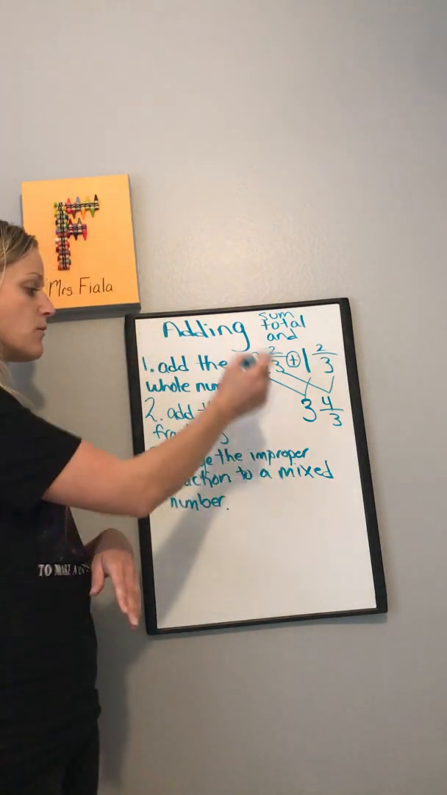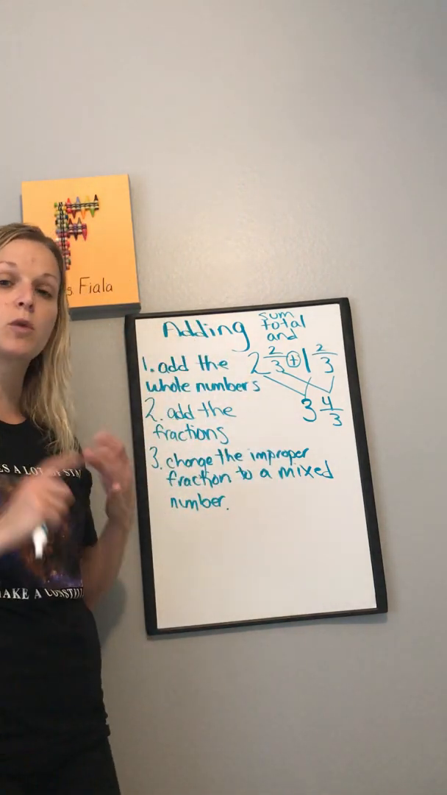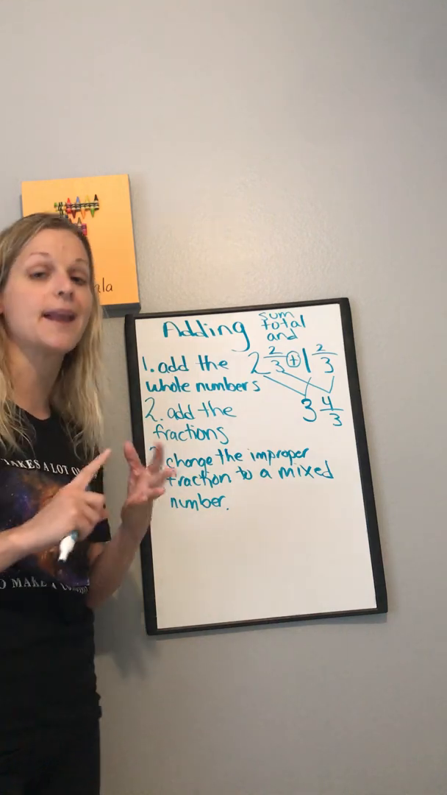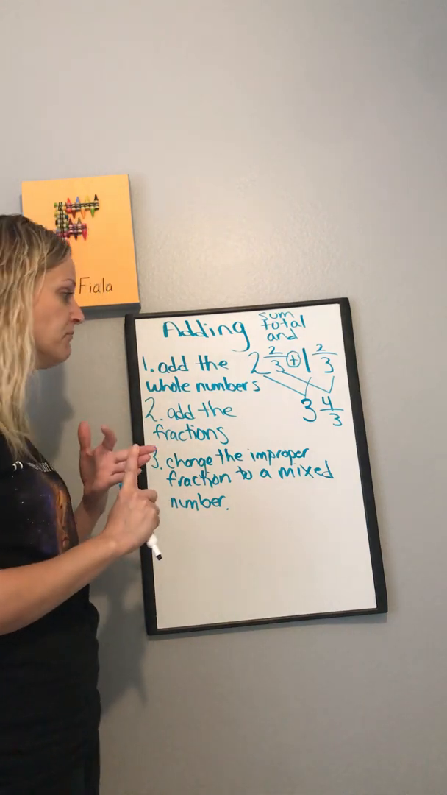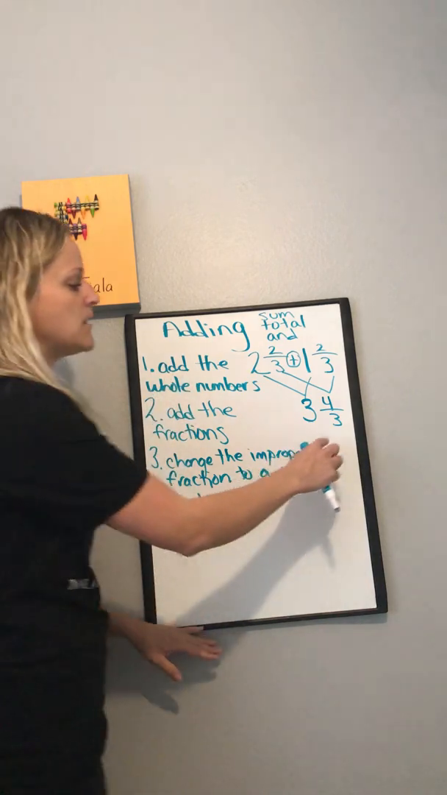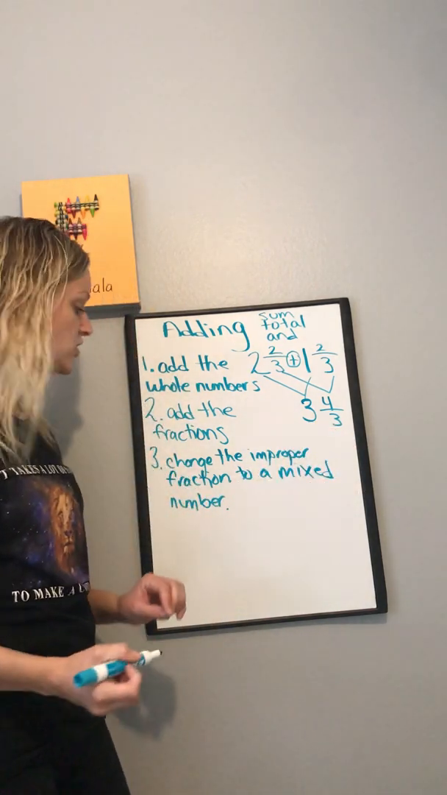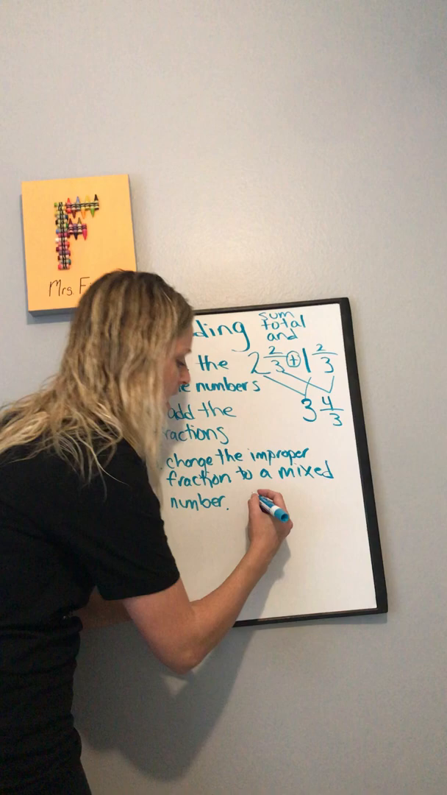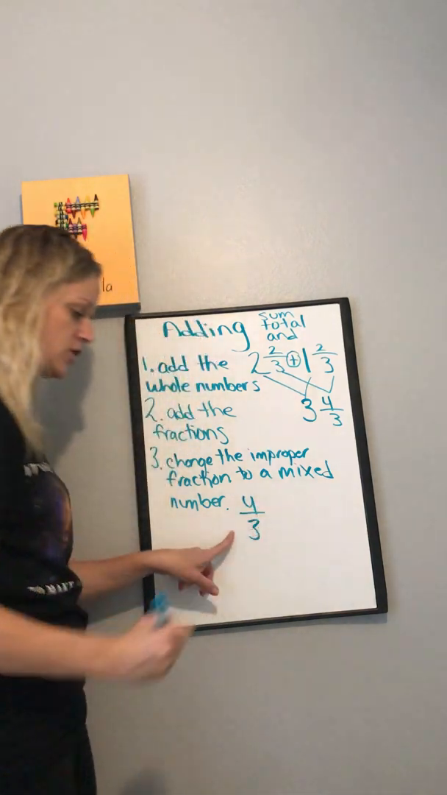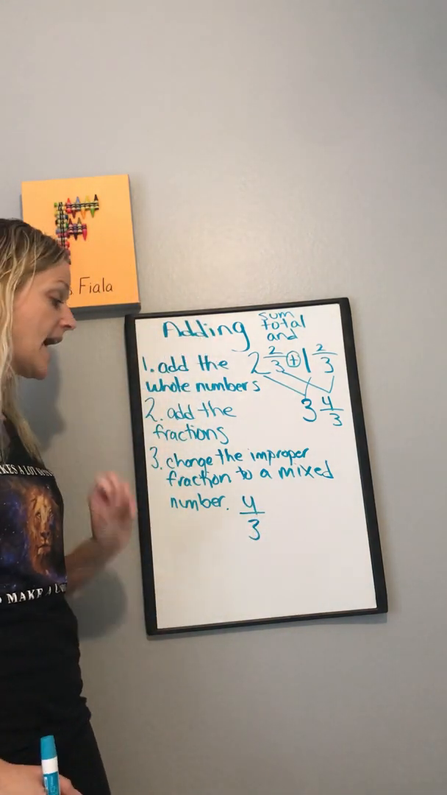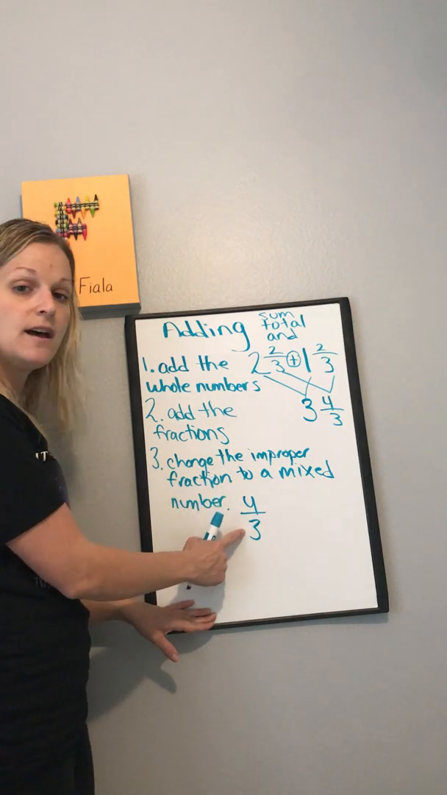Alrighty, and if you want to, I would write these steps down to help you with your worksheet page, with your Imagine Math lesson, and with your quiz this week, okay? So we have all of these steps. Now we need to take that 4/3 and change it to a mixed number. How do I change an improper fraction to a mixed number? Divide. We divide the top number by the bottom number.